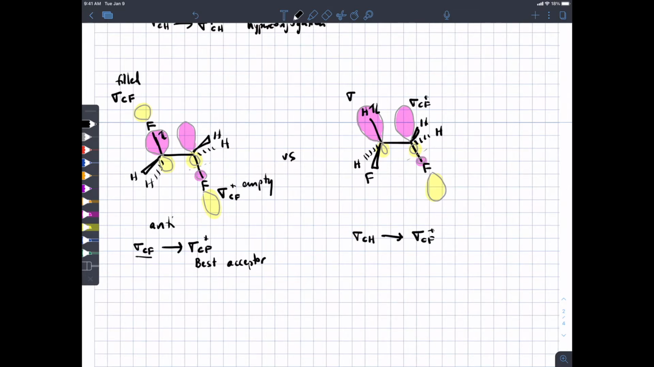I hope you'll see that having the carbon-hydrogen bond anti to the carbon-fluorine bond lines up our best acceptor with our best donor.